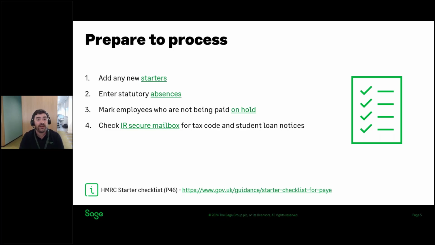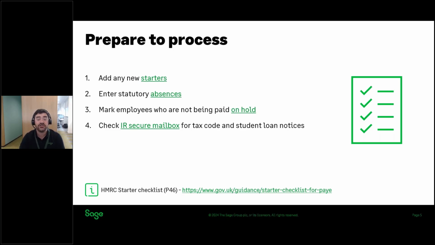Second step, if applicable, is to enter any absences that would qualify for a statutory payment. So we're talking sickness, maternity, or paternity, being the main examples, but also adoption, shared parental leave, etc. Now, by recording the absence details, the statutory payment will automatically calculate, and I'll show you where to check this when we go through the demonstration.